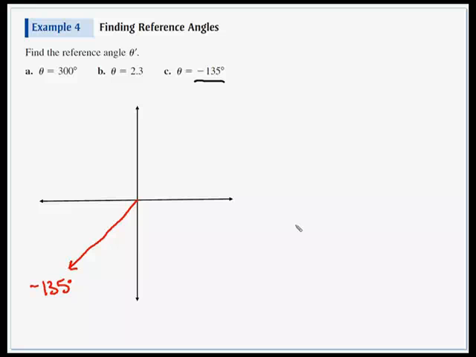And the reference angle, the shortest route back to the x-axis, would be this angle right here. Well, half of a circle is 180. We've used 135 degrees here. So 180 minus 135, 45 degrees. Our reference angle here would be 45 degrees.